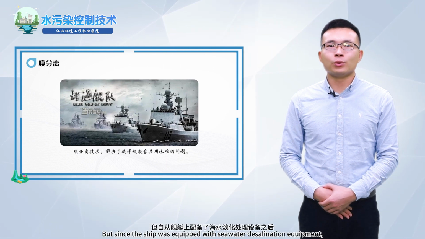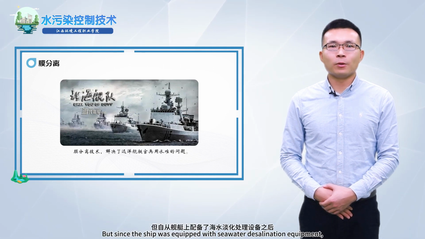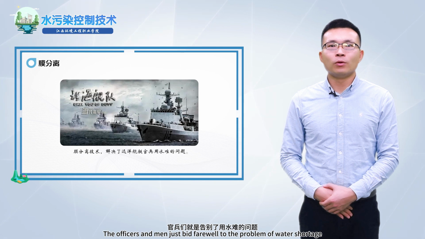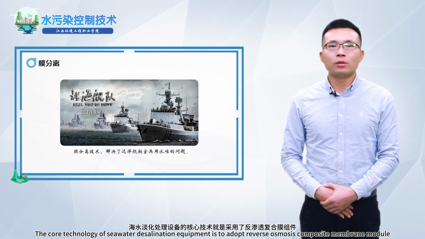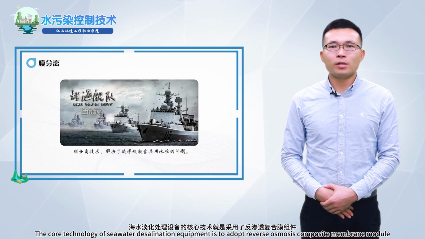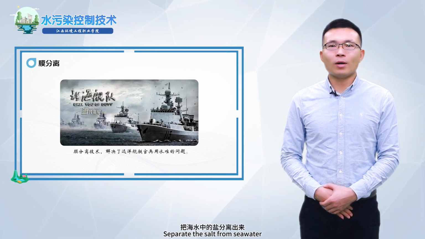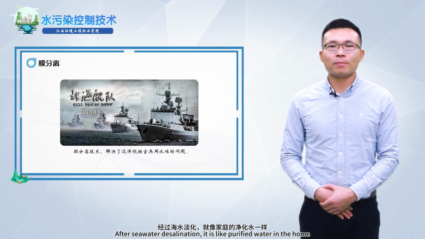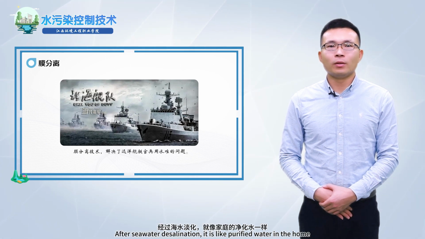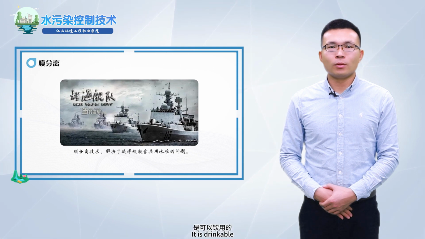But since the ship was equipped with seawater desalination equipment, the officers and men just bid farewell to the problem of water shortage. The core technology of seawater desalination equipment is to adopt a reverse osmosis composite membrane module, separate the salt from seawater, and achieve the purpose of seawater desalination. After seawater desalination, it is like purified water in the home. It is drinkable.